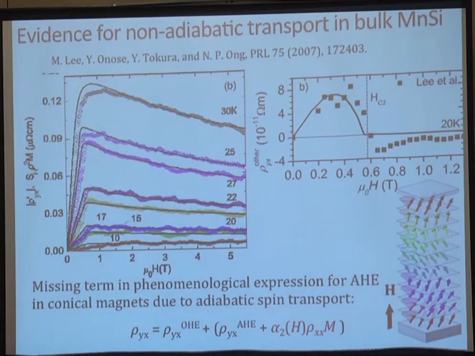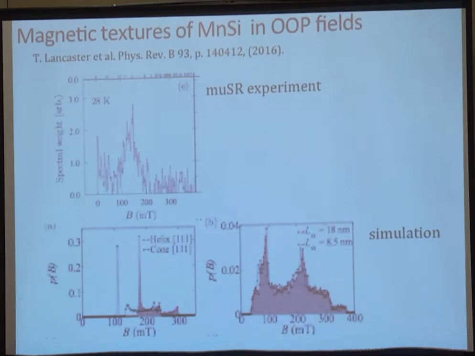But after this work, the group from the UK decided to see if they could gain some additional insight by looking at muon spin rotation. And so this is the work by the group at Durham as well as Oxford. In muon spin rotation, you can measure the distribution of magnetic fields inside your sample. And so this is their measurement of the distribution of fields. Here is the simulation for what that distribution should look like for cone phase and for helix. And what they see is much broader than the calculated distribution for the cone.